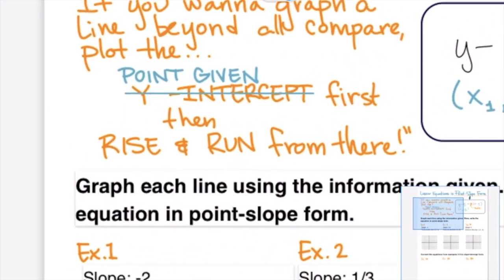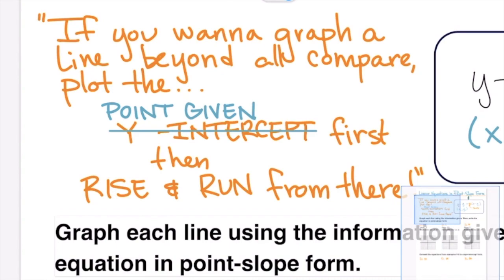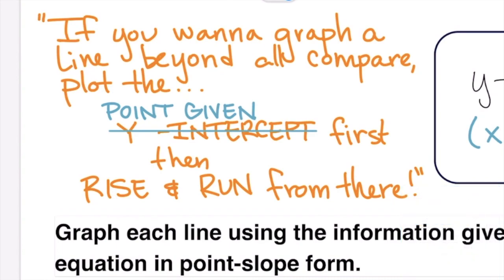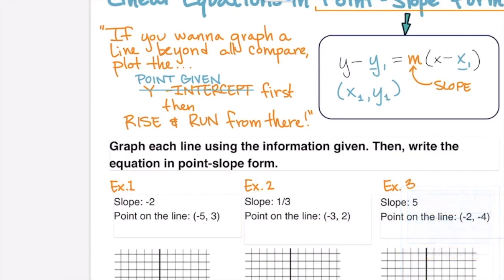So let's talk about that really dumb cheer that I taught you on the last video. It went like, if you want to graph a line beyond all compare, plot the y-intercept first, then rise and run from there. Well, here, we're just going to revise it because we're not given the y-intercept. So it's still the same, but you're going to plot the point given first and then rise and run from there, from, again, the point given. So let's do some of those.